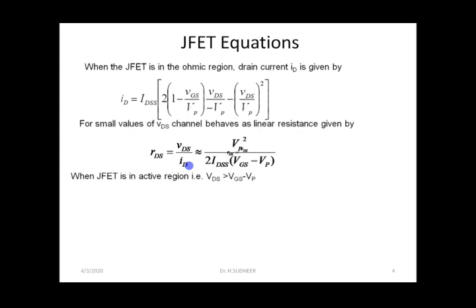So what is the condition for JFET to operate in active region? VDS should be greater than VGS minus VP. If VDS is less than VGS minus VP, it is operating in ohmic region. So what is the borderline equation? VDS is equal to VGS minus VP. When JFET is operating in active region, ID is equal to saturated drain source current IDSS into 1 minus VGS by VP whole square.